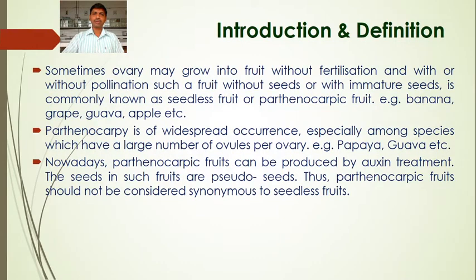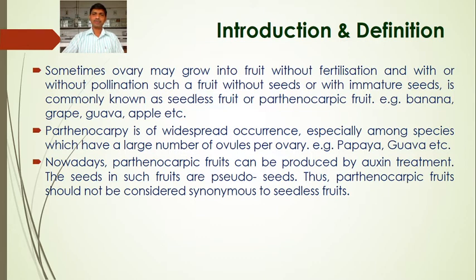Sometimes ovary may grow into fruit without fertilization and with or without pollination. Such a fruit without seeds or with immature seeds is known as seedless fruit or parthenocarpic fruit. In the previous slide we saw that the fruit develops after pollination and fertilization, so such fruits are seed bearing fruits. While in some plants, ovary may grow into the fruit without fertilization and with or without pollination.